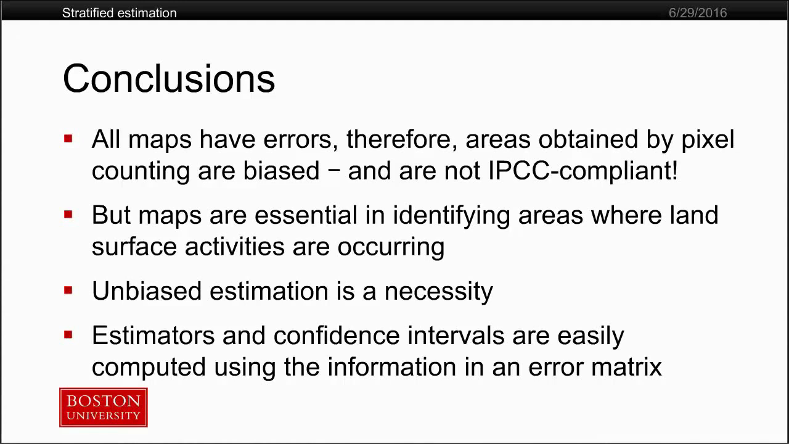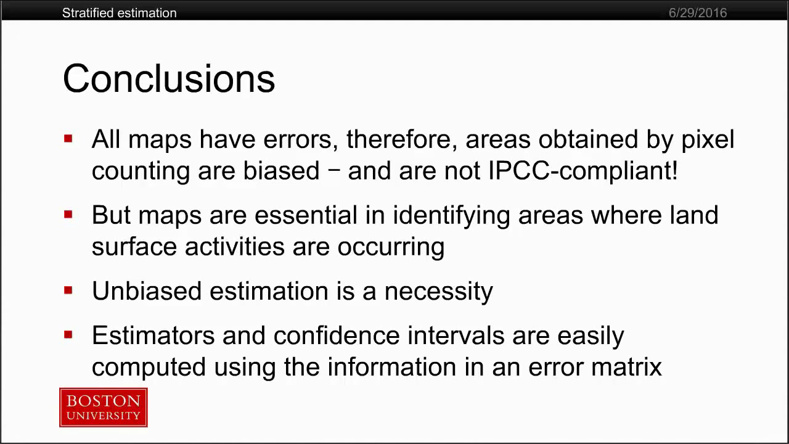Therefore, you can't just simply count the pixels in your map. You can't count the area mapped as deforestation and use that, because it will deviate from the true area of deforestation, or whatever it is. It will be biased. So what you're going to have to do instead is construct an unbiased area estimator to remove the bias introduced by classification errors. The maps become very important, though, because this activity data we're trying to estimate is typically a very, very small part of the population.